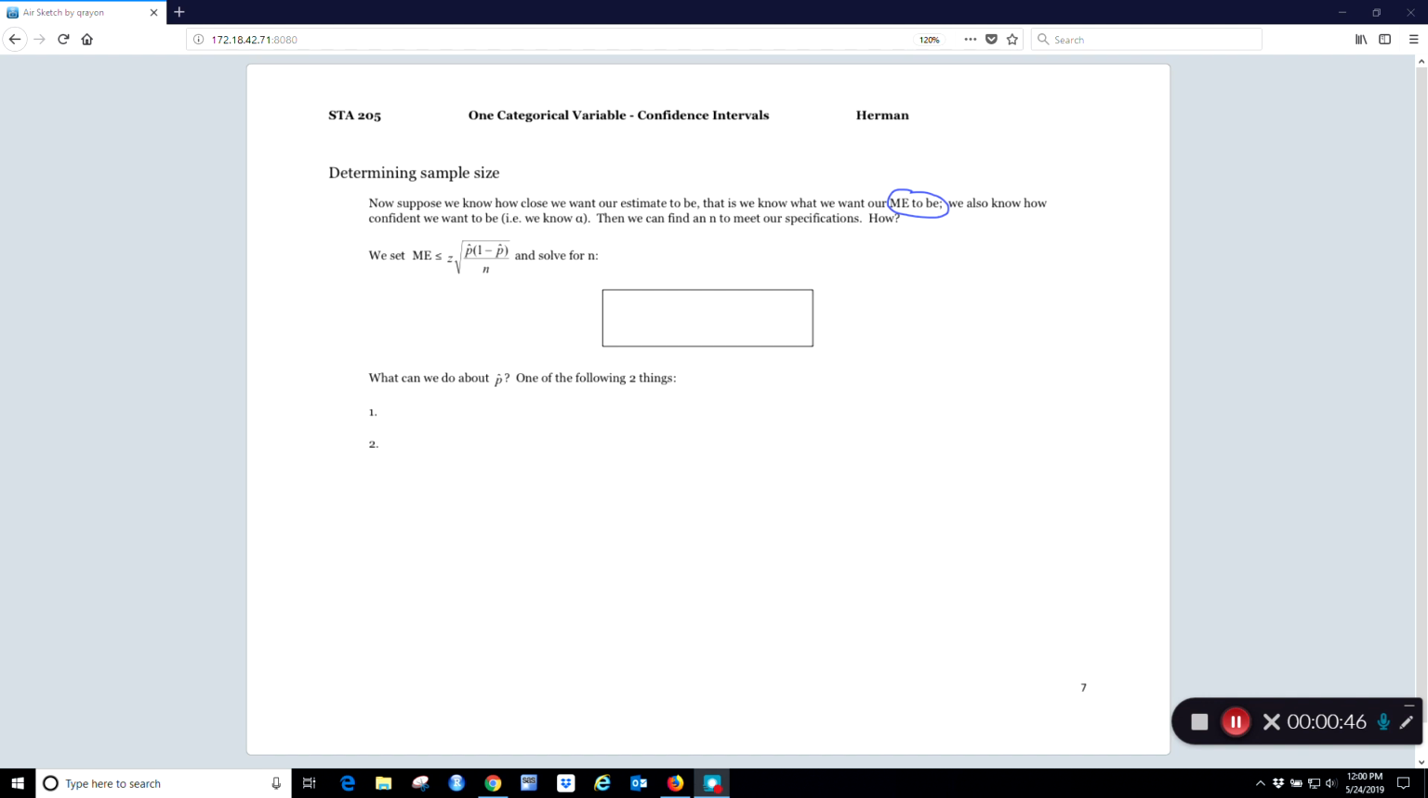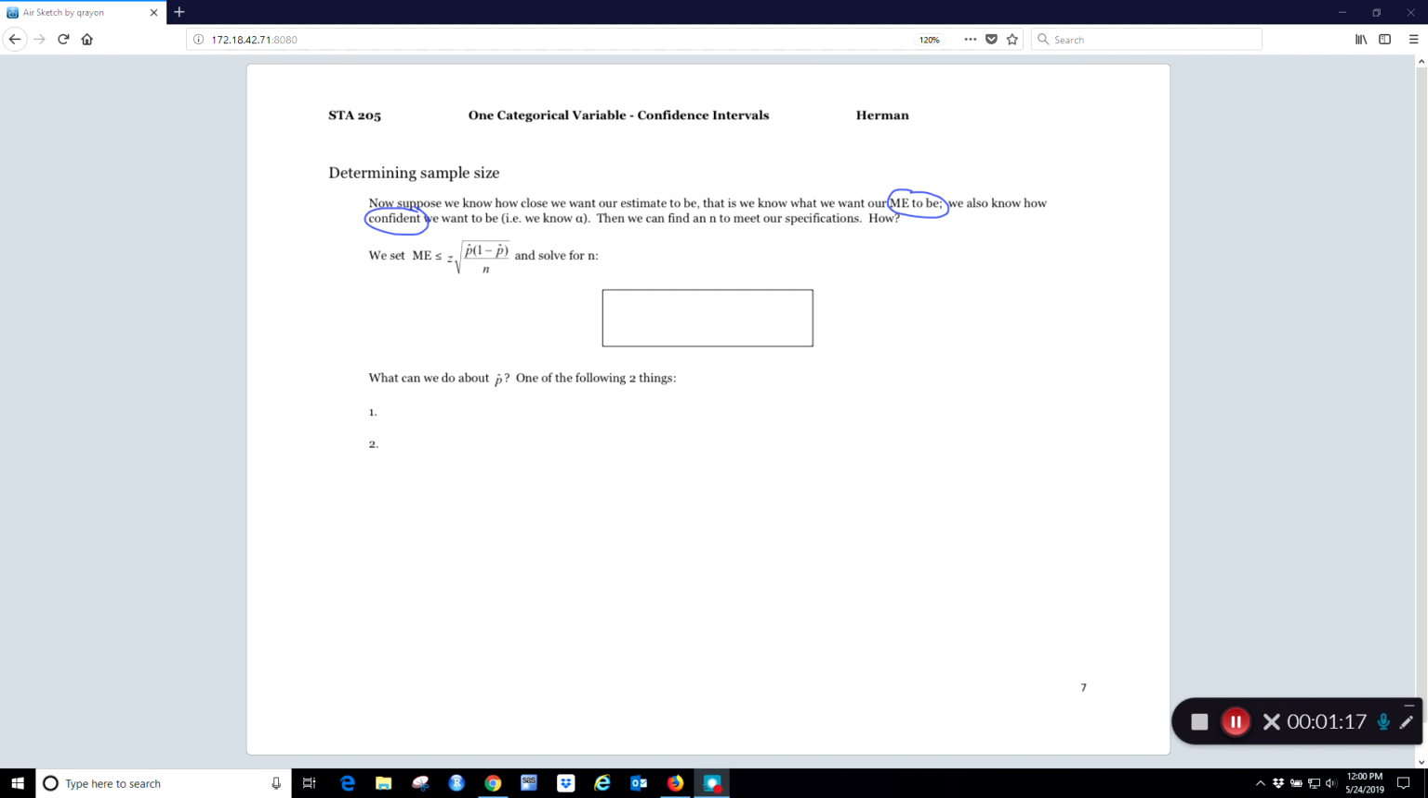Secondly, I need you to tell me how confident you want to be. Do you want to be 99% confident, or are we okay with just being 95% confident? So I need you to be able to tell me those two things. And if I know those two things, I can help you determine how big of a sample you need. What we do is we set our margin of error to be no bigger than that number we actually calculate for the margin of error, and then we take this formula and solve it for n.